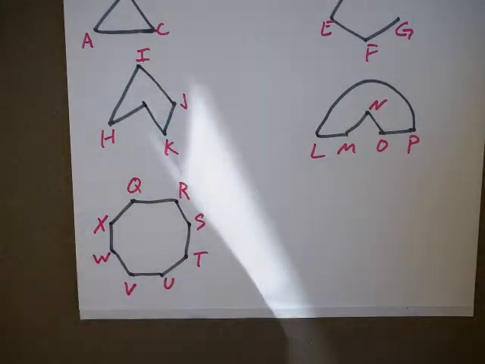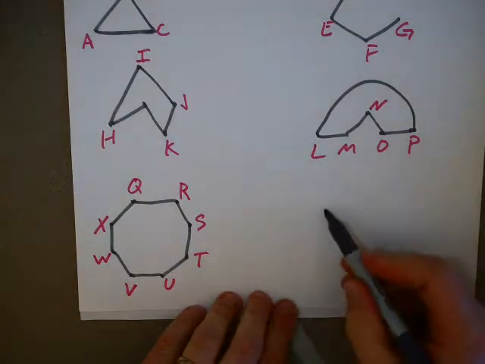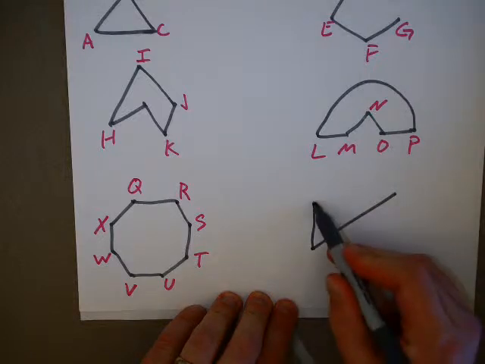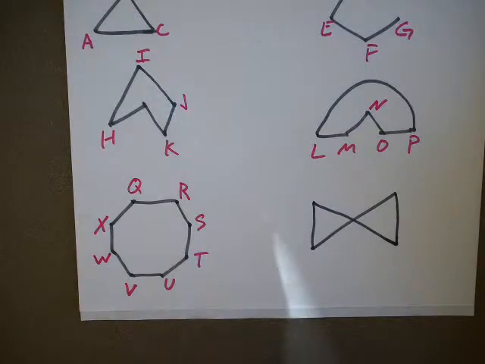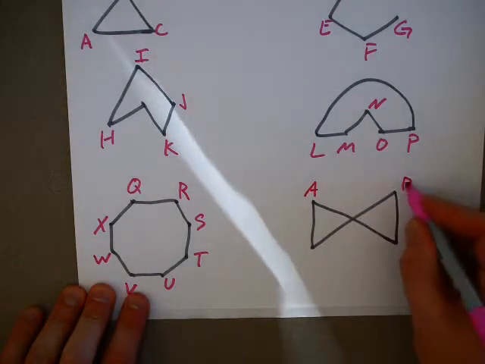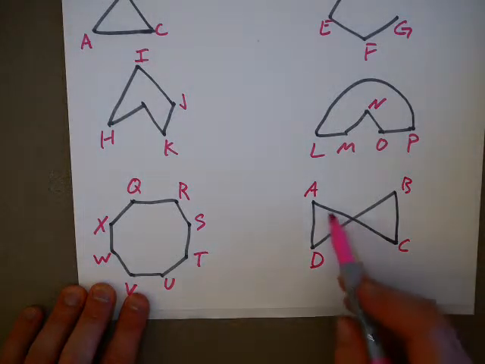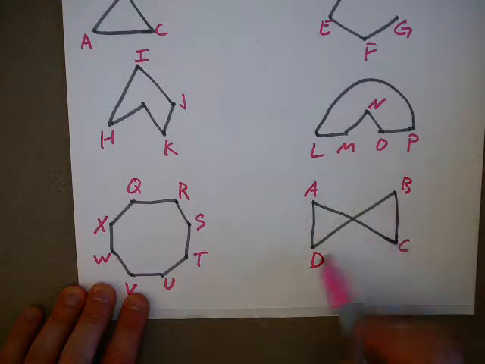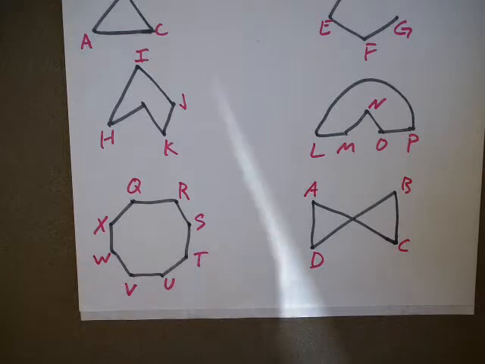An example of where that would not happen would be if you had something that looks like this. Let's label this, let's go back to the start, A, B, C, and D. Because AC intersects with BD at someplace that's not an endpoint, that would not be an example.